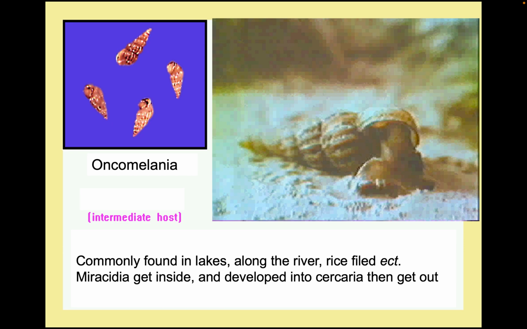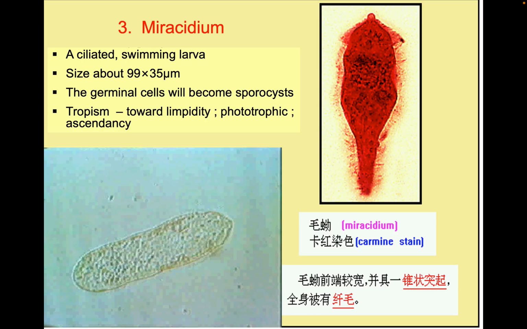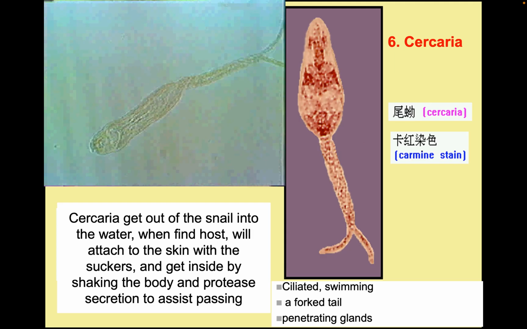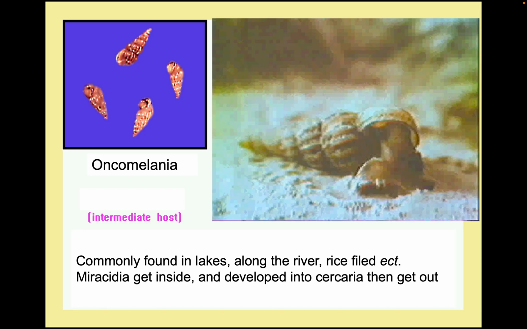After the eggs are passed out into the water, the miracidium will be swimming, and they get outside the egg and get inside this freshwater snail. After the stage of the sporocyst, and then into the cercaria, at the cercaria stage, they will get out of the water.